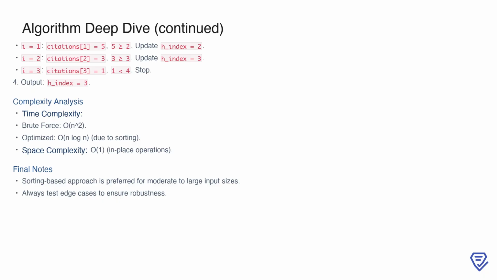At index 1, citations[1] = 5 satisfies 5 >= 2, so h_index = 2. At index 2, citations[2] = 3 satisfies 3 >= 3, so h_index = 3. At index 3, citations[3] = 1 fails 1 >= 4, so we stop. The final h-index is 3.